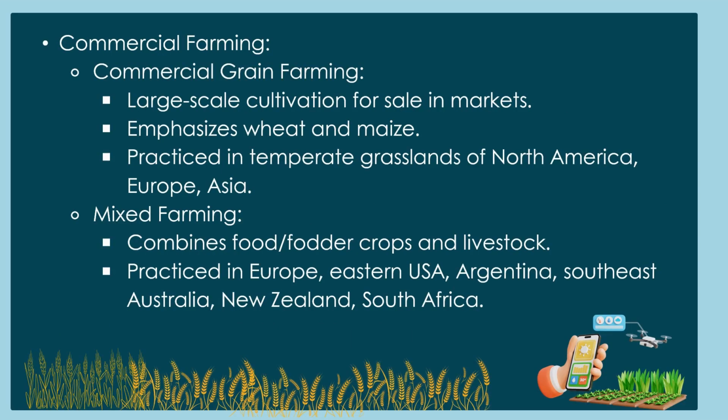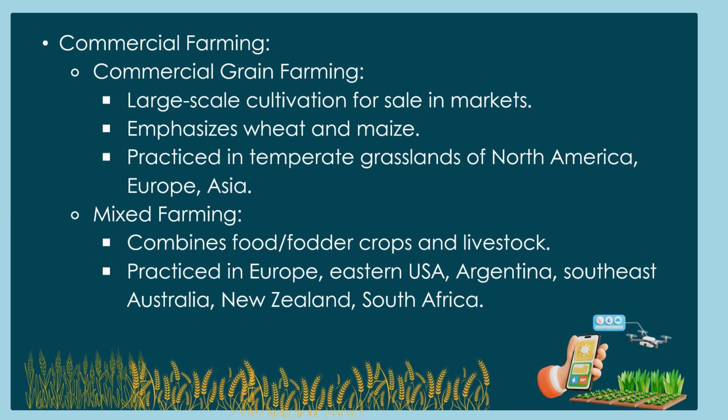Let's go through commercial farming. So the first one is commercial grain farming. This is used for large-scale cultivation for sale in markets. It emphasizes wheat and maize production. It is practiced in temperate grasslands of North America, Europe and Asia.